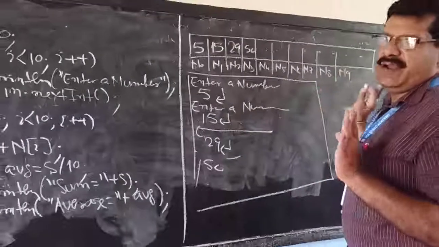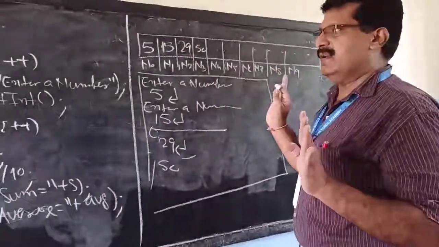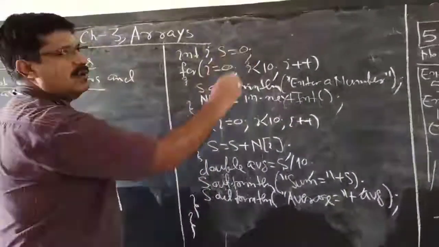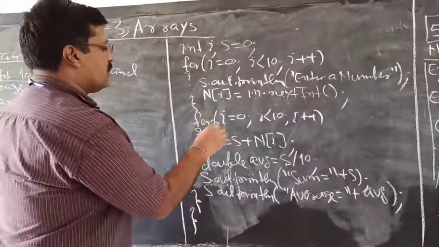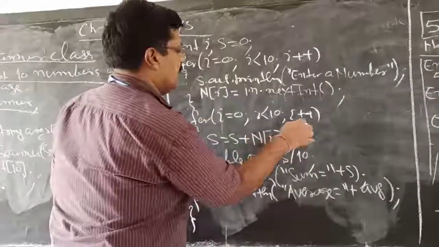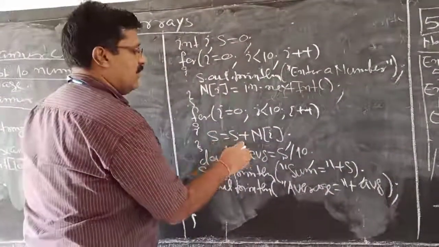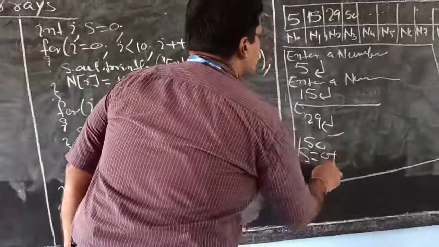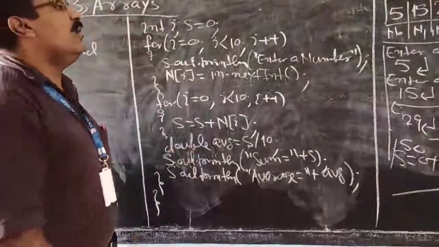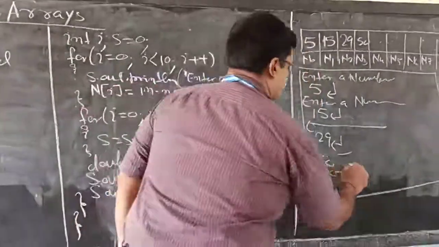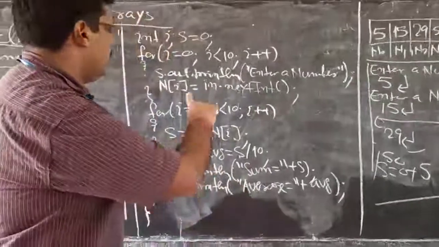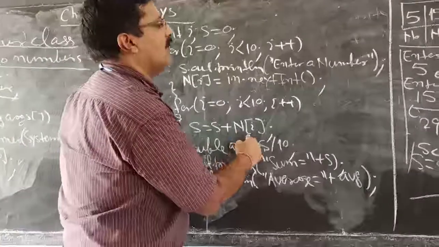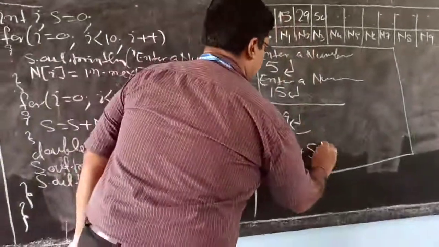Now all the elements are filled in the array. Now we are going to find the sum. So sum is already declared, sum equal to 0. Once again, for i equal to 0, i less than 10, i plus plus, s equal to s plus n[i]. Initially 0 plus n0. What is there in n0? 5. So 0 plus 5. It goes for the next time, i will be 1. s equal to s plus n1. What is there at n1? 15. So 5 plus 15.